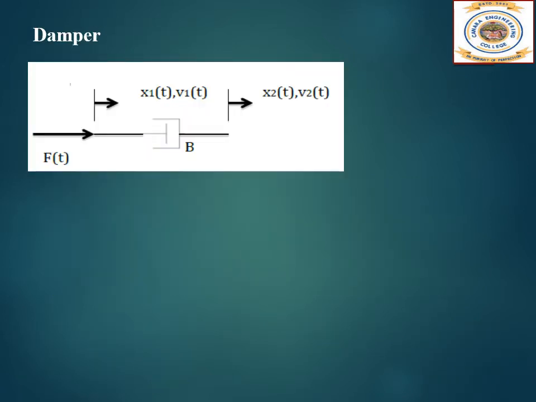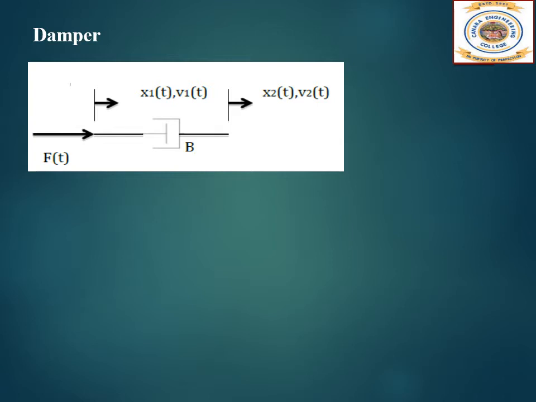Next we have the damper. The friction takes place whenever a body slides or moves on another. Out of various types of friction, the viscous friction is more predominant over the others. The force due to viscous friction depends on the velocity, and this force may be linearized and represented as a dashpot or a damper as shown in the figure.